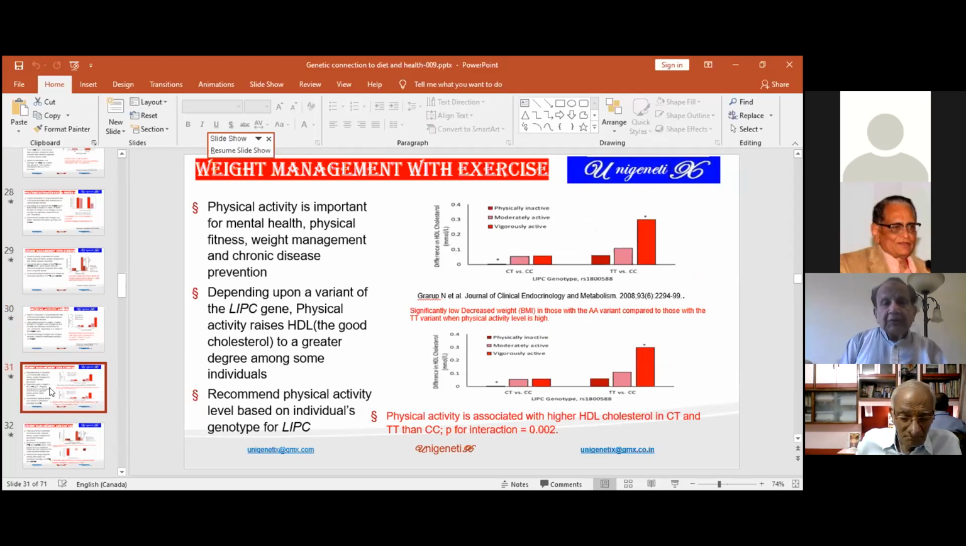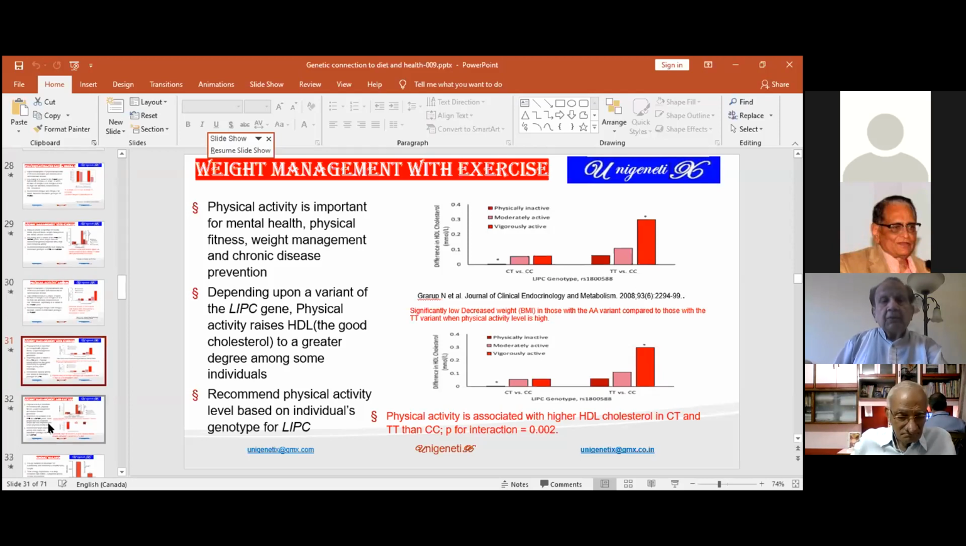Again, this is something about the LIPC gene. I found it in the literature and I brought it in. It's in the Journal of Clinical Endocrinology and Metabolism. And it shows very clearly the difference in the action of the different genotypes. And there you do not recommend diet, but you recommend physical activity, at the level of weight management that is possible with exercise.